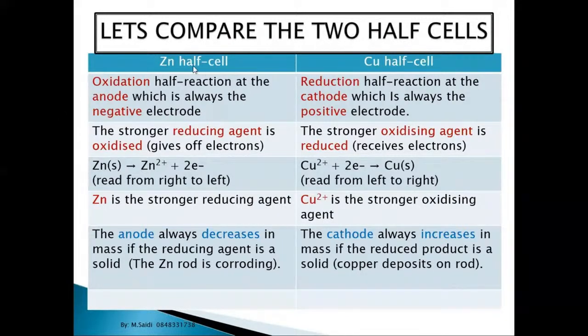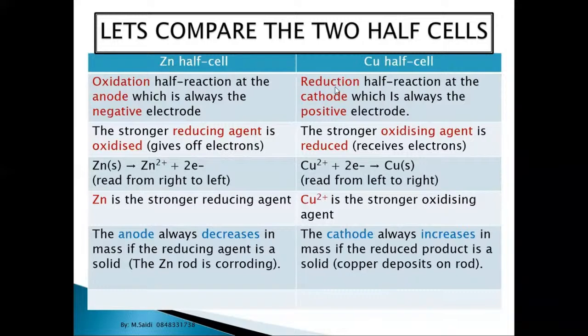Number one, zinc half cell, then copper half cell, the one we have talked about. Oxidation reaction at the anode, which is always the negative electrode. We know that the anode is always a negative electrode. So oxidation occurs there. It means that zinc will ionize, and when it ionizes, it increases in charge.